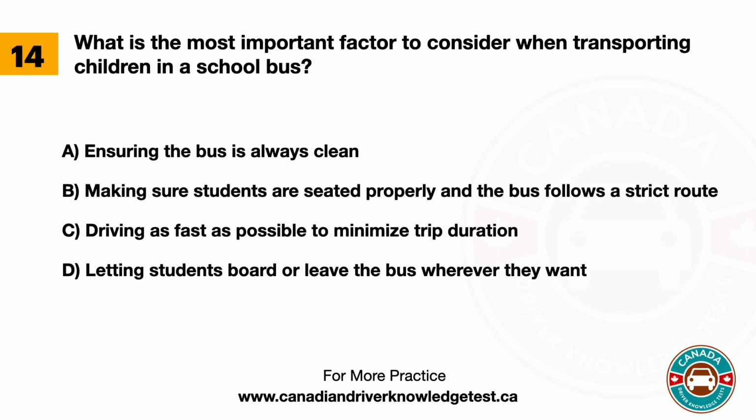Question 14. What is the most important factor to consider when transporting children in a school bus? A. Ensuring the bus is always clean. B. Making sure students are seated properly and the bus follows a strict route. C. Driving as fast as possible to minimize trip duration. D. Letting students board or leave the bus wherever they want. The answer is B. Making sure students are seated properly and the bus follows a strict route.